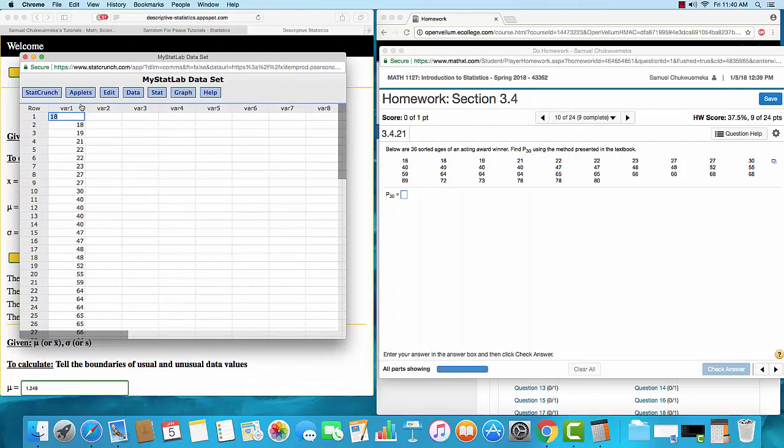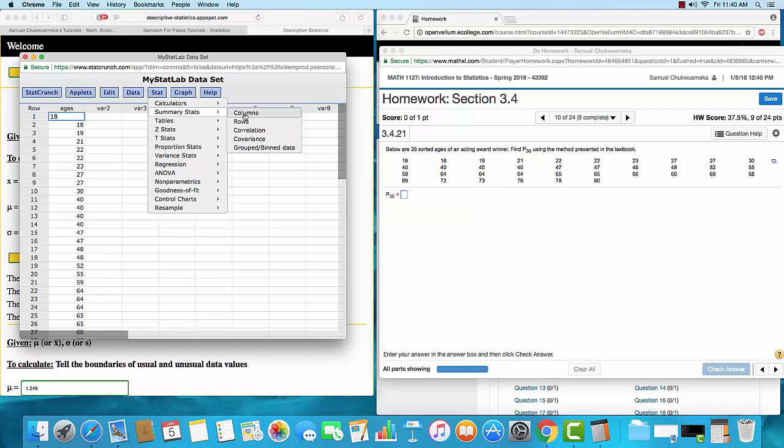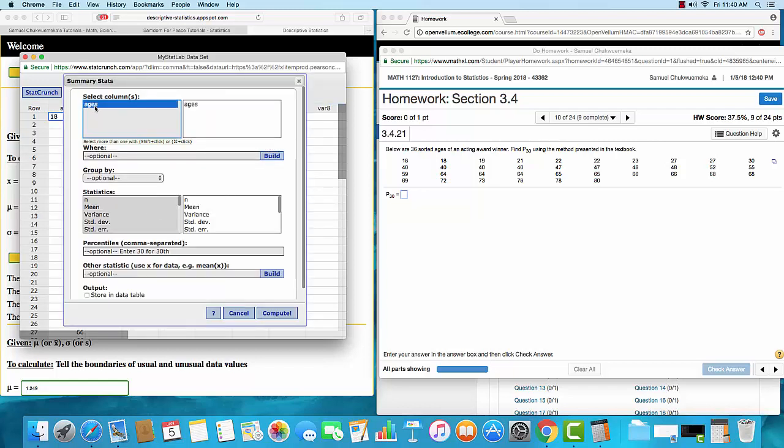And the variable is ages, if you wish to name it. You just go to Start, Summary Stats, select Columns, and select the variable ages. And we are just looking for the 30th percentile.